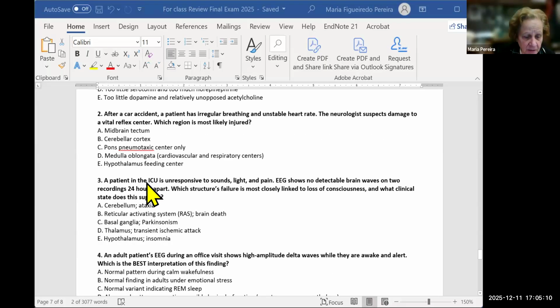Number 3, a patient in the ICU is unresponsive to sounds, light, and pain. So it seems that there's a problem. If it was only breathing, well, the pons is also controlling respiration, but the most important respiratory control center is in the medulla. Okay.